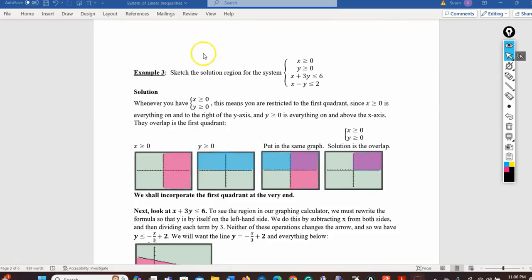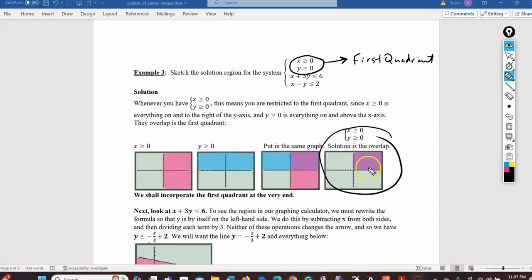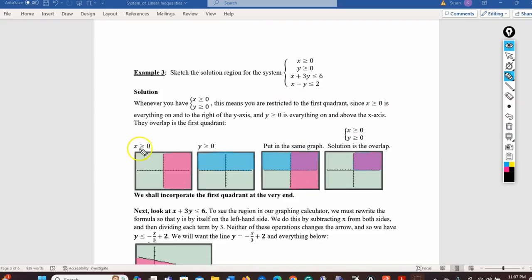All right, now what if you want to sketch this region? The very first thing you need to know is when you have those two together, that is restricting you to the first quadrant, which is here in purple. And so before it just shows you how you get there. X greater than or equal to 0. Well, x equals 0 is the y-axis, so it's included in everything to the right, so that's in red.